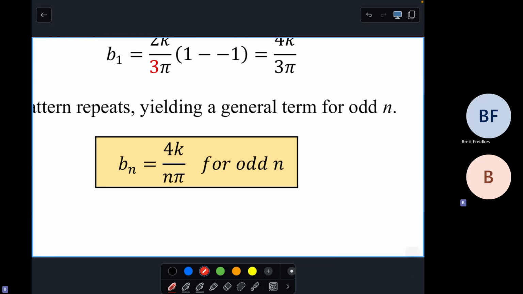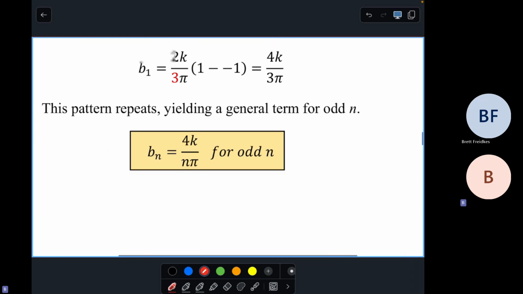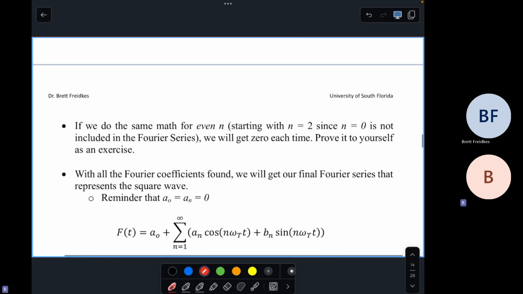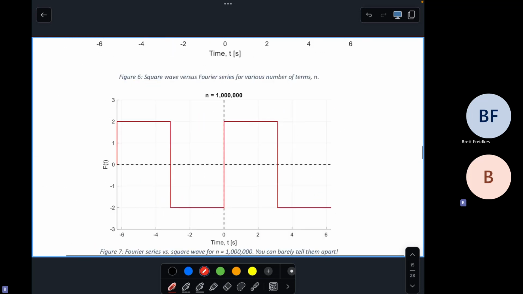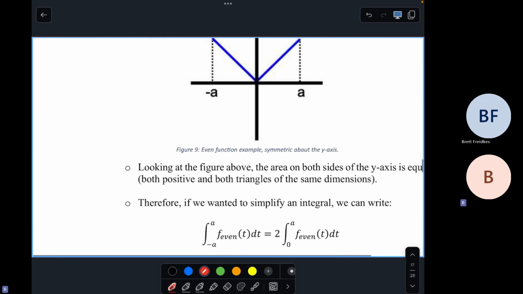Confusion. The reason that this is important, I think I talk about it next. Talk about odd and even already, we did that.